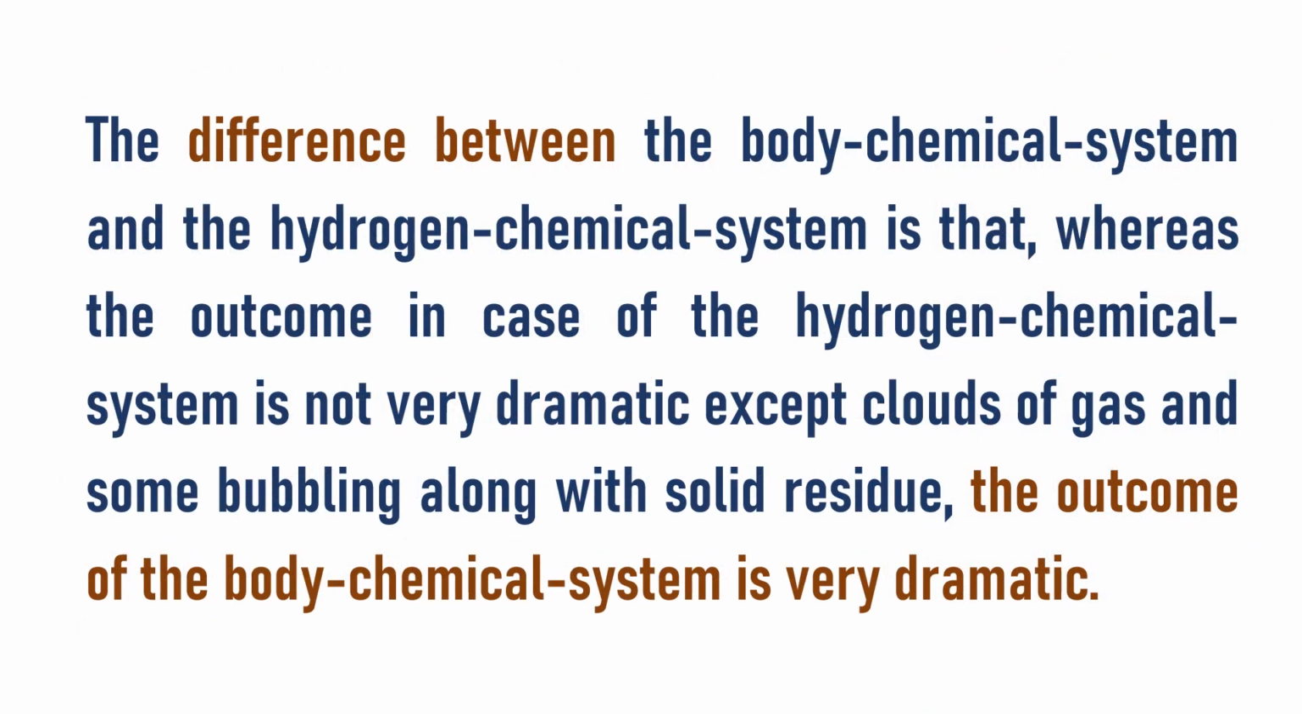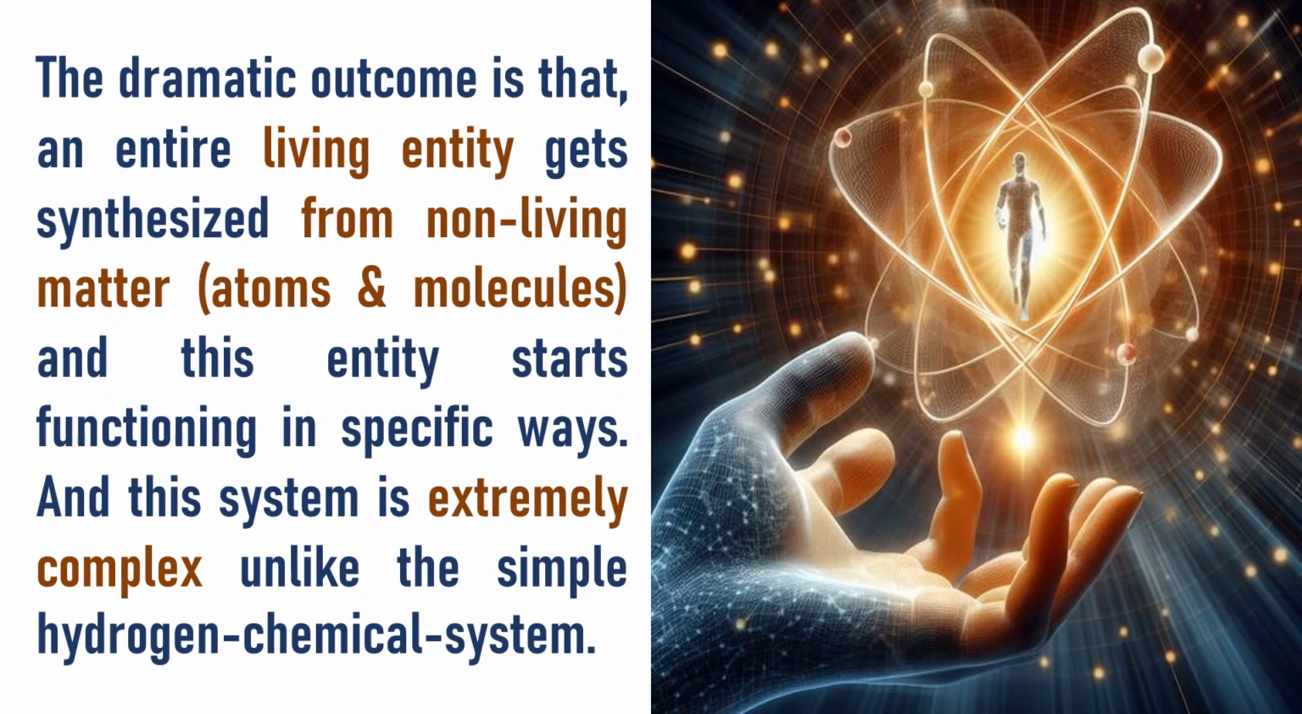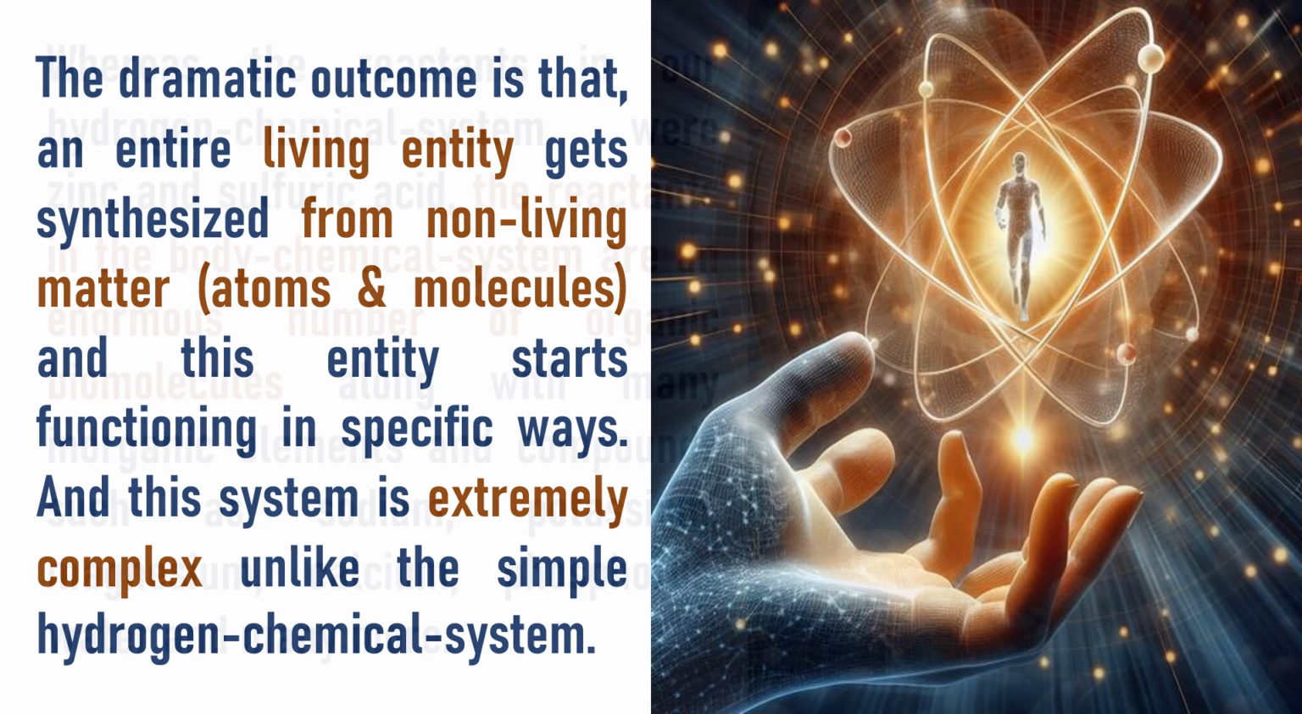The difference between the body chemical system and the hydrogen chemical system is that, whereas the outcome in the case of the hydrogen chemical system is not very dramatic, except clouds of gas and some bubbling along with solid residue, the outcome of the body chemical system is very dramatic. The dramatic outcome is that an entire living entity gets synthesized from non-living matter, and this entity starts functioning in specific ways. And this system is extremely complex, unlike the simple hydrogen chemical system.